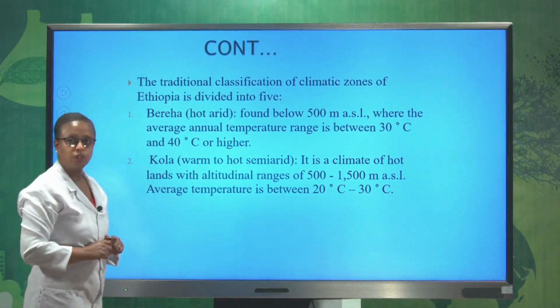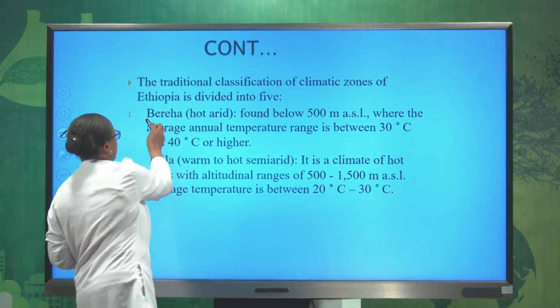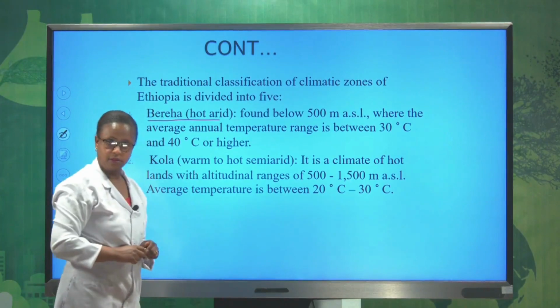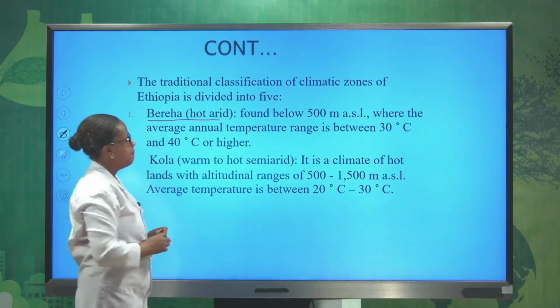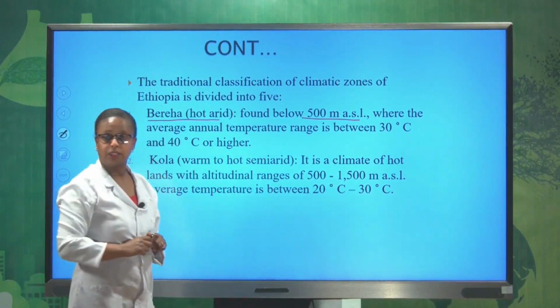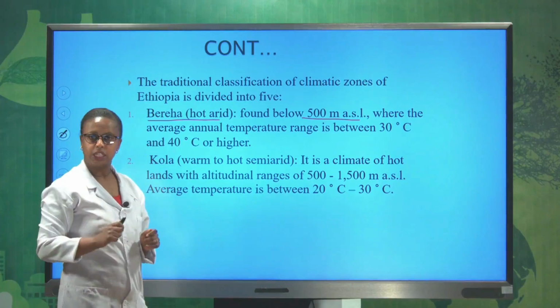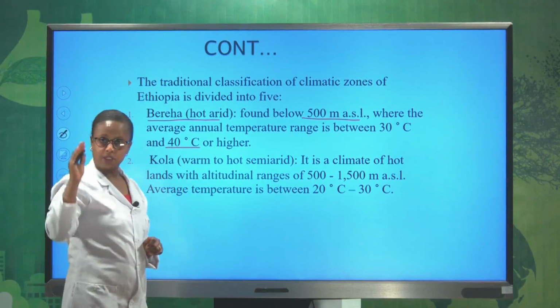Traditionally, the climate of Ethiopia is divided into five. These are Beraha, or hot arid. This zone is found below 500 meters above sea level. The mean annual temperature is between 30 degrees Celsius and 40 degrees Celsius or above.